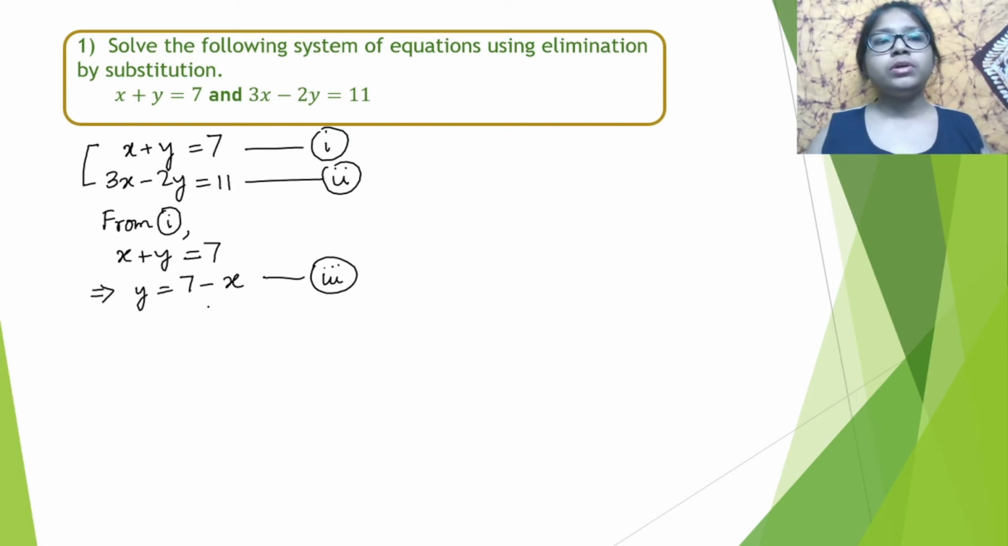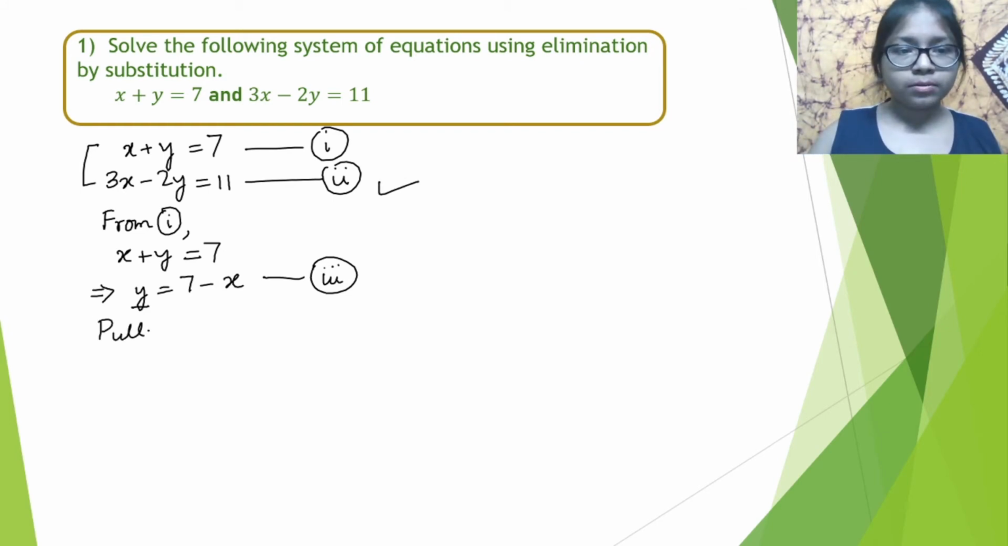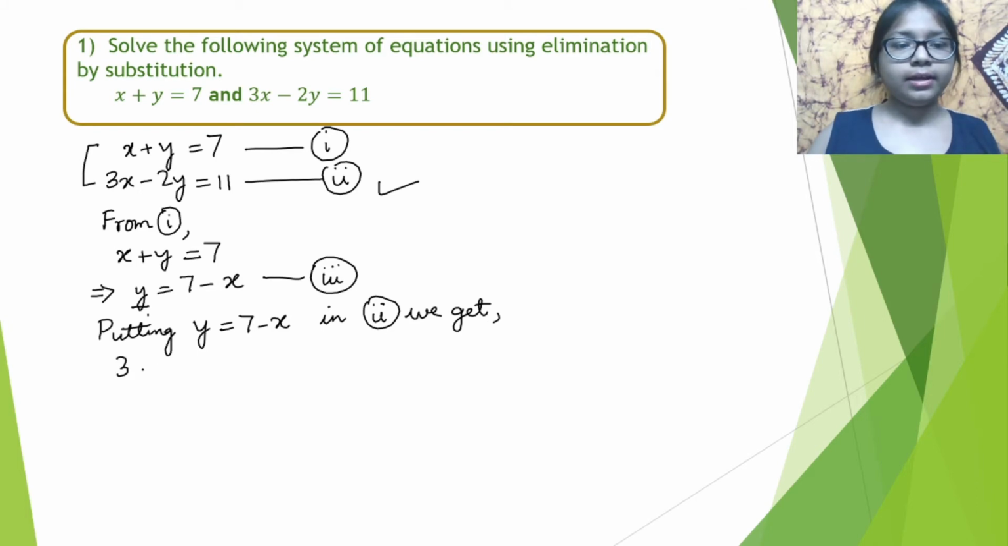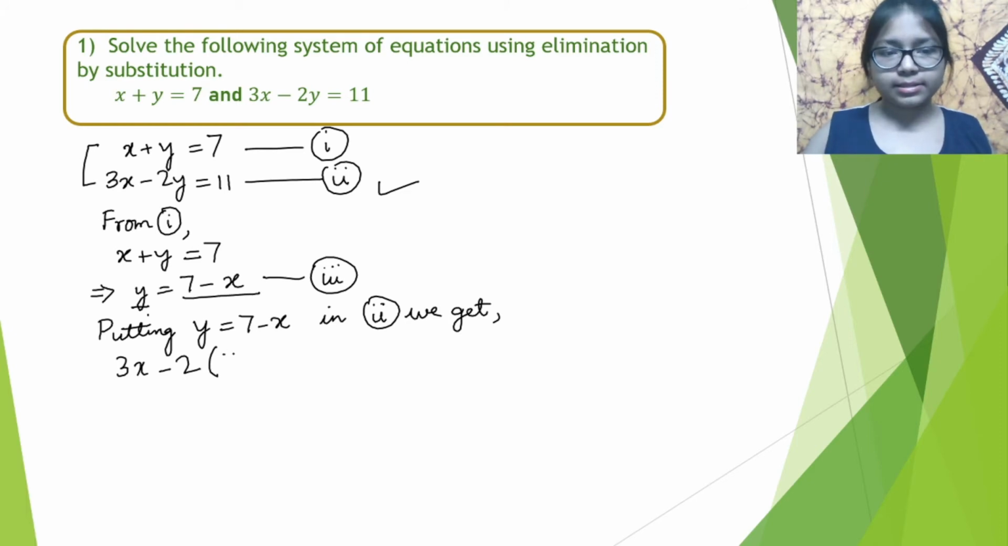If you suppose do it in equation number 2, you have to put the substituted value of y in equation 1. Since I have done it in equation 1, I will put the substituted value of y in equation number 2. So what you have to write, putting y equals 7 minus x in equation 2, we get 3x minus 2. In place of y, what you will write? 7 minus x. 7 minus x equals 11.